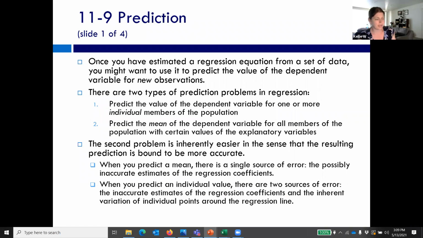And now if we have a regression equation, we've checked it out, everything looks good, everything looks promising, we can use it to predict the value of the dependent variable for new observations, either for one or more individual members of the population, or we can predict the mean of the dependent variable for all the members in the population with certain values of explanatory variables.